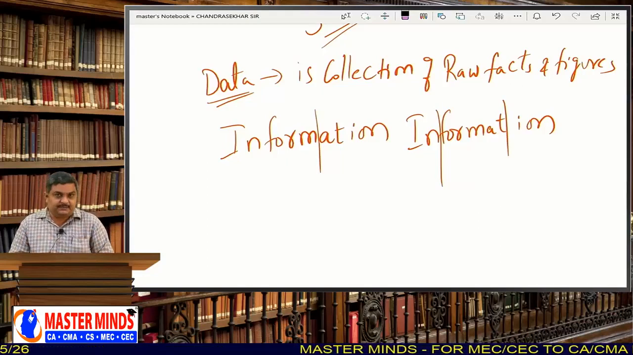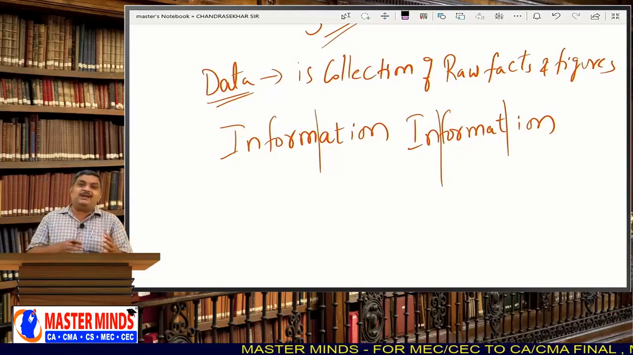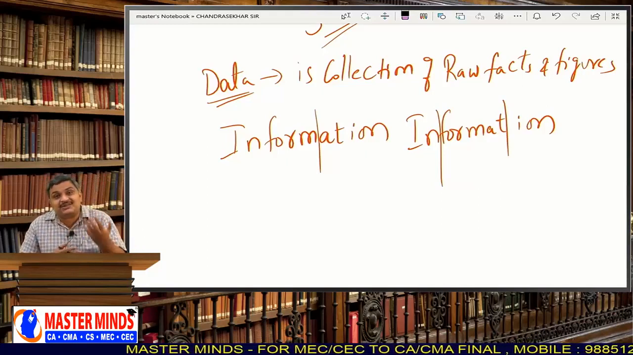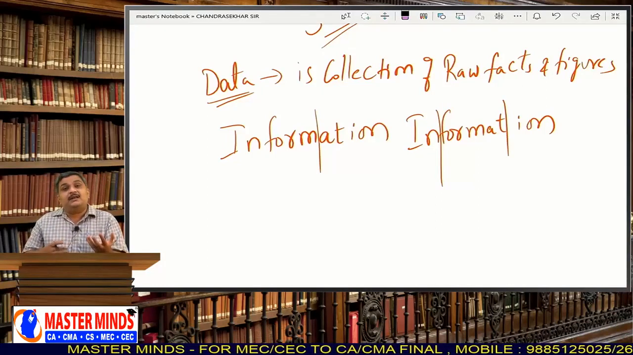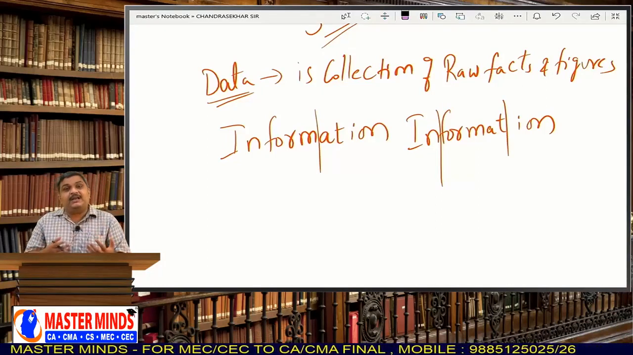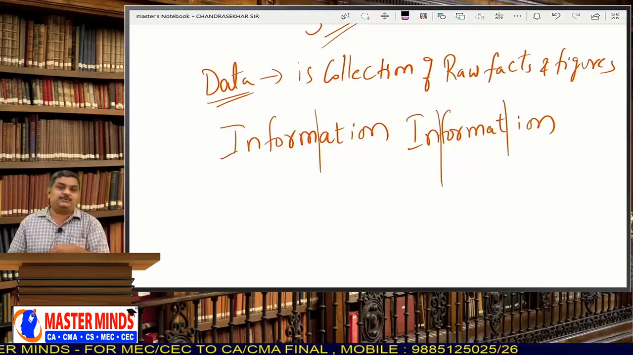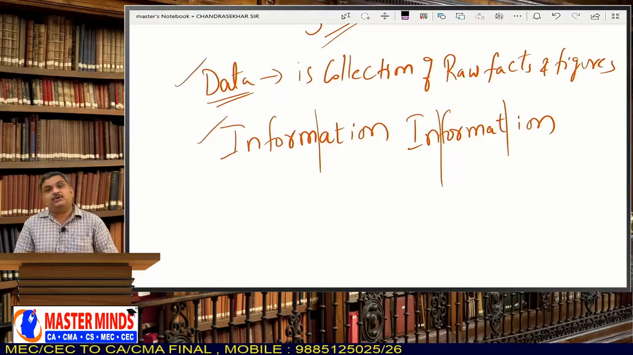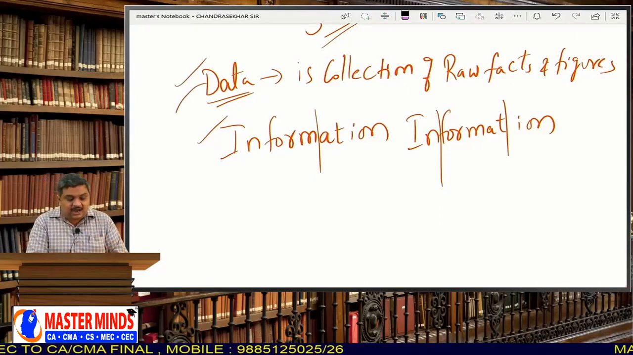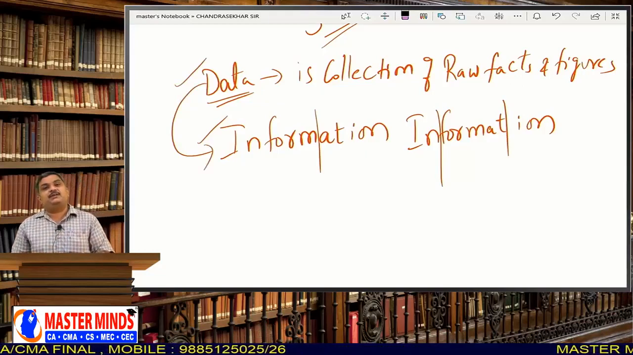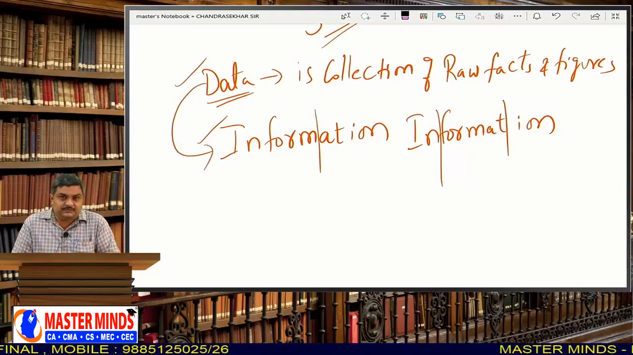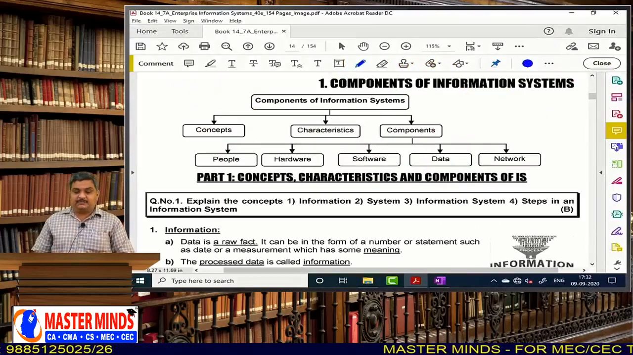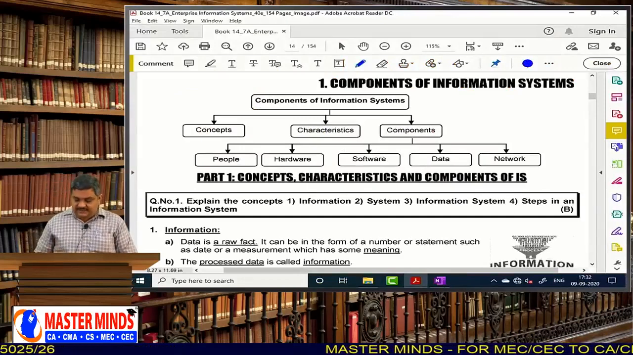information. The basic difference between data and information is that data is not ready to use. Data has to be processed, and when data is processed, only then does it become ready to use. Information is ready to use, whereas data is not. You have to process the data and turn it into information for future use. So that is the basic understanding about information.